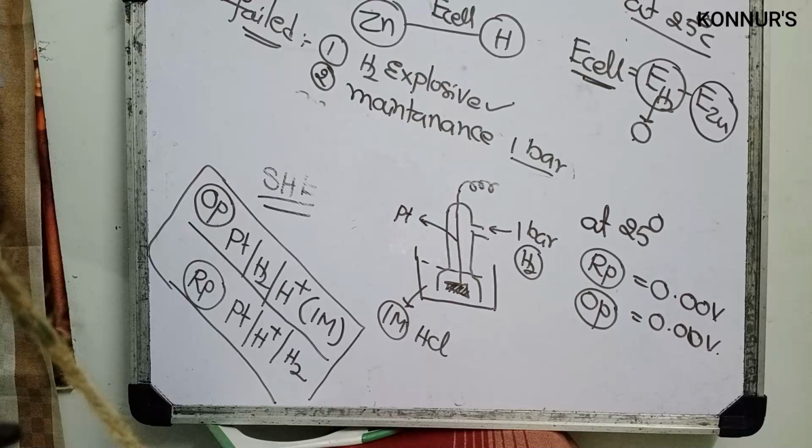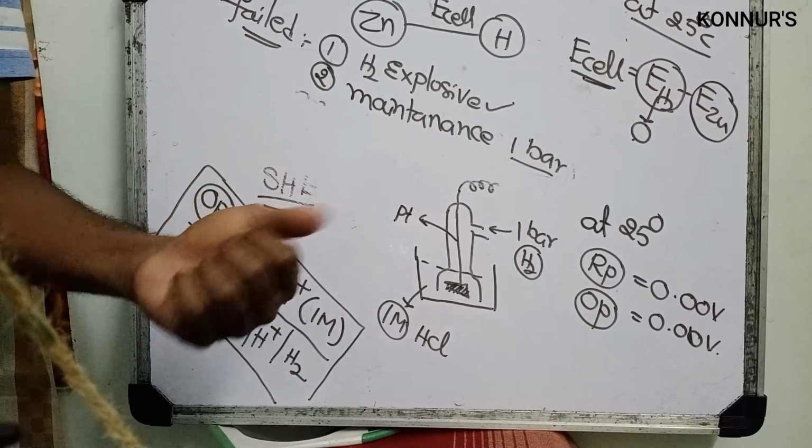Okay, in the next class we have batteries and corrosion remaining. We will provide one shortcut and complete it in the next class.